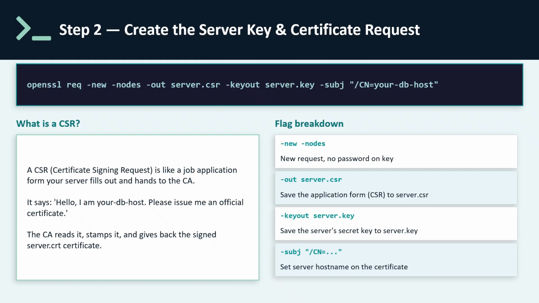Now we generate the server's own identity. There are two parts here. First, the private key. This is the server's personal secret. Second, the CSR, which stands for Certificate Signing Request. Think of it as a job application form. The server fills in its name and hands this form to a certificate authority, saying, please give me an official certificate. The command is, as you can see, on the screen, and you'll replace the DB host with your actual server's hostname or IP address. After this, you have server.key, which should never leave this server, and the server.csr application form to give to the CA.